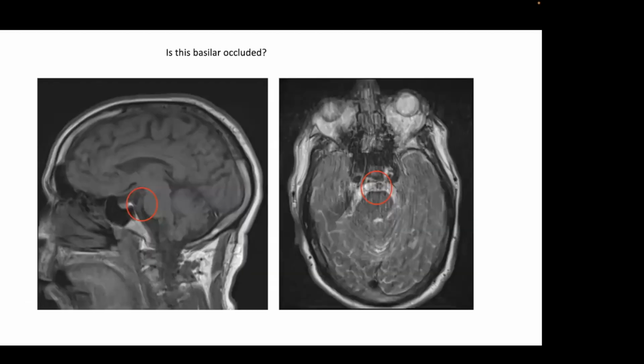This is an example of some of the confusion that arises when people look at MR imaging. And I would ask, is this basilar occluded? So here's the basilar artery on the T1 weighted scan. Here's how it looks on the T2 weighted scan. Let's see. Hovhannes, what do you think about this? Could this basilar be occluded, or do you think this is open?